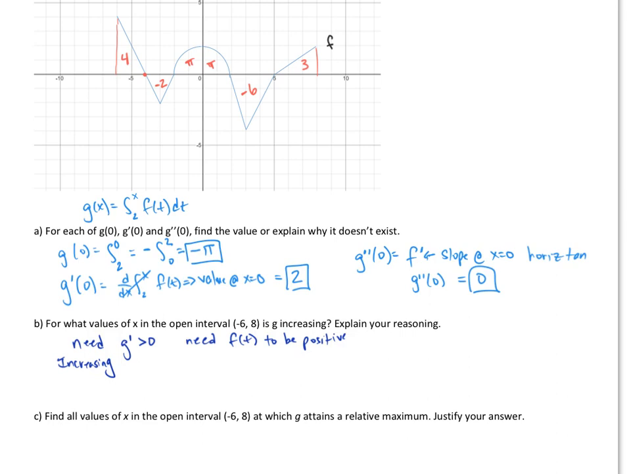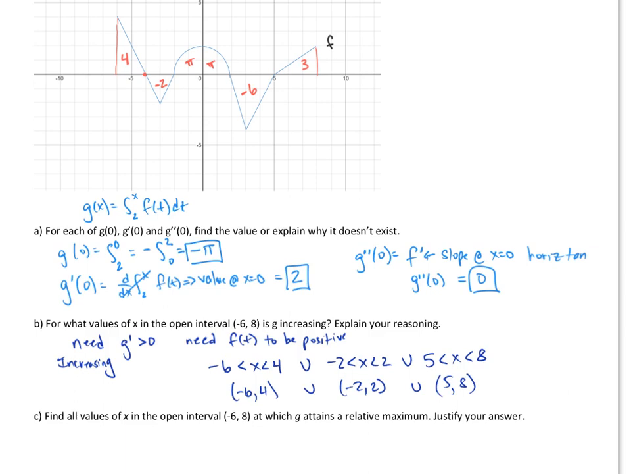We've got -6 less than x less than -4, union -2 to 2, and then the next one is 5 to 8. You can certainly write these as (-6, -4) union (-2, 2) union (5, 8). You can certainly write it in that format as well.